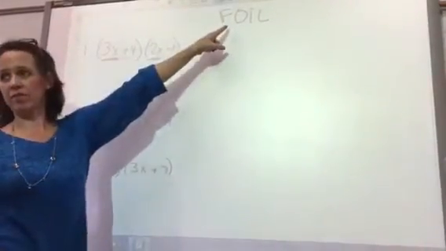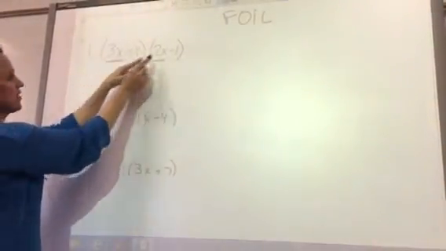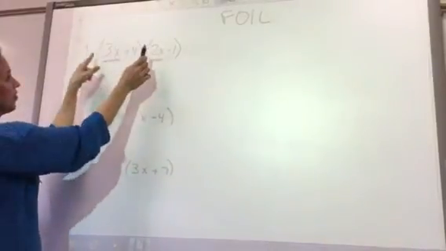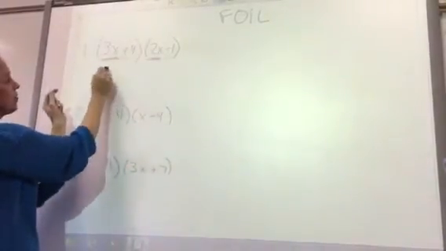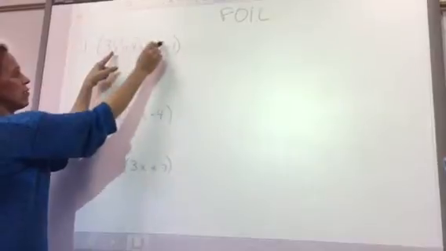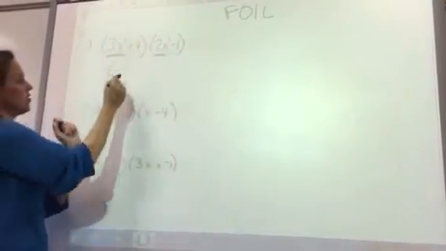That's the F in FOIL. So 3x times the 2x. Okay, so 3x times 2. You do numbers times numbers. Remember, now if you're multiplying, you add these exponents. So you get x squared.